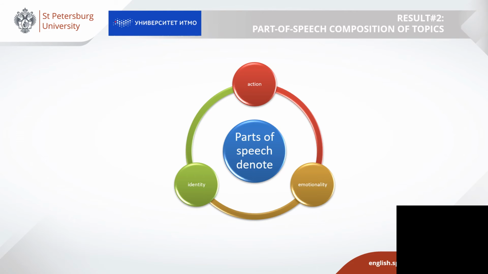On this slide, we demonstrated one of our main ideas: that the part of speech composition of topics is really often confused with the composition of the themes. To solve the problem, we are interested in the parts of speech that denote, firstly, actions, secondly, identity, and thirdly, emotionality. In our paper, we explain this idea more widely. It is based on some ideas of social psychology, especially the idea of social group and group dynamics.